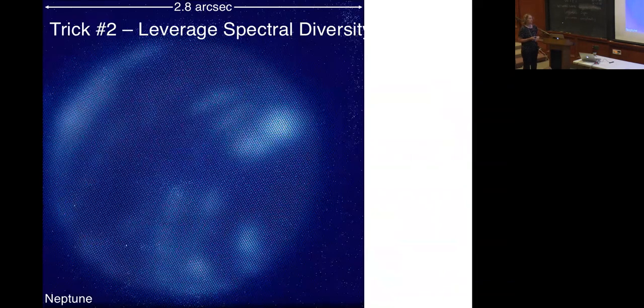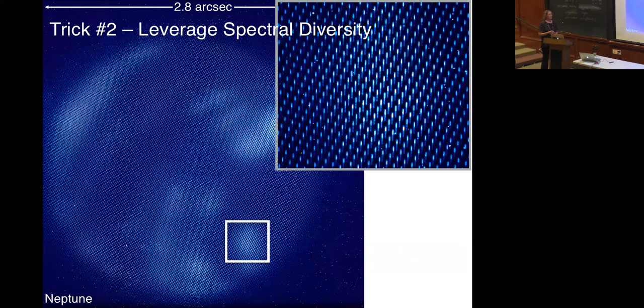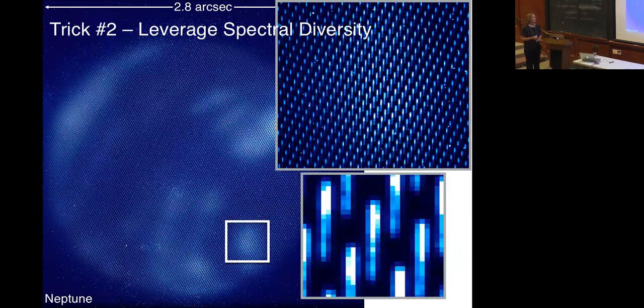Trick number two is spectral diversity. So this is a raw image from the Gemini Planet Imager of Neptune. And if you zoom in on it, GPI is an integral field spectrograph, so these are not individual pixels. It's like those magic eye pictures. If you kind of defocus your eyes, you can convince yourself that this is just an image of Neptune. But in reality, it's a bunch of microspectra. So what you can do, if you zoom in on these, is leverage the spectral information that you get.